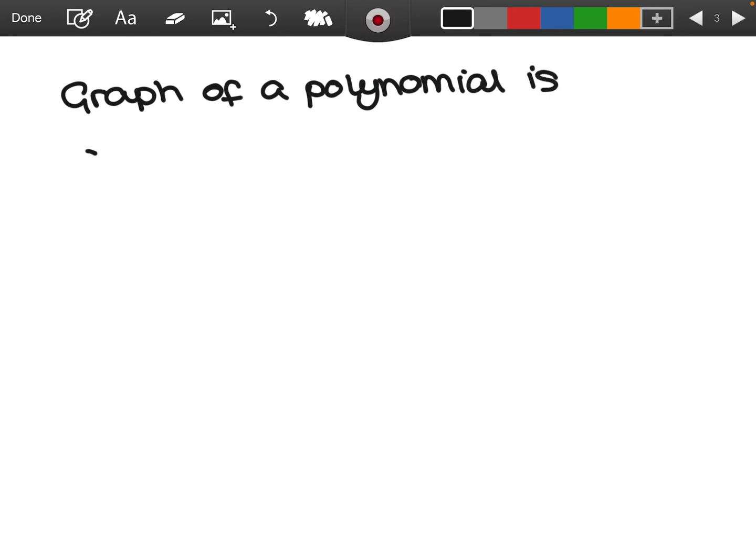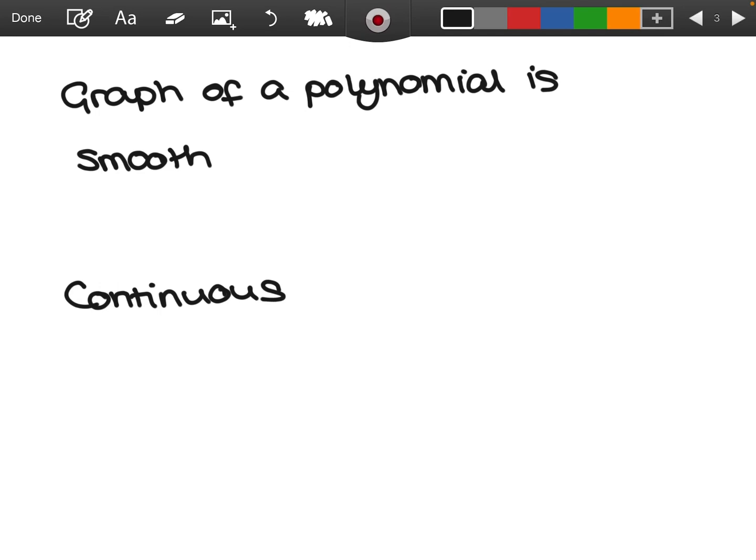What does the graph of a polynomial look like? Well, we're going to see that it actually depends on the first term, what we are going to call the leading term in our polynomial. But whenever you have a polynomial function, the graph of it must be smooth and continuous. So that's two things that we need to talk about. Graph of a polynomial is smooth and it's continuous.